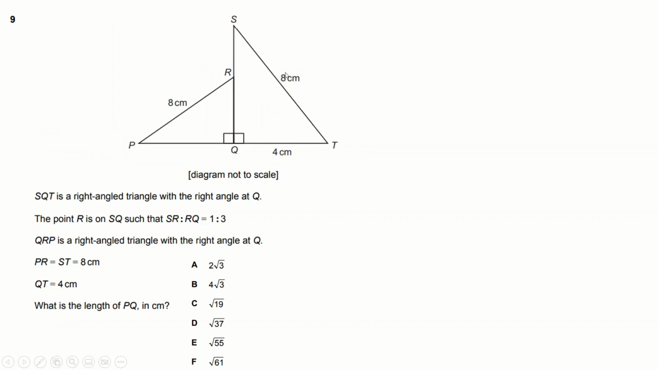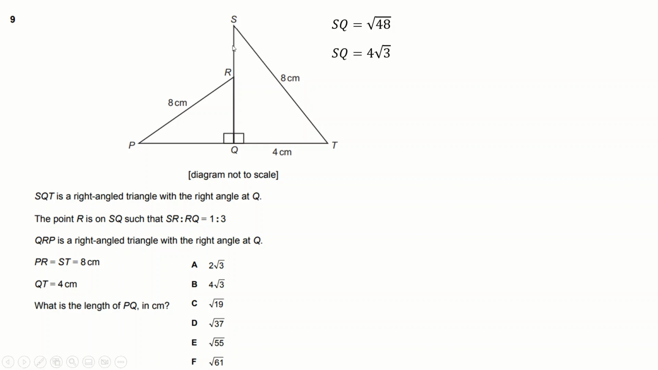Number 9, so 8 squared is 64, take away 4 squared is 16, gives you that this distance is root 48. Now this is in the ratio 1 to 3, so this is one part, this is 3 parts. Root 48, well 48 is 16 times 3, which is very convenient because it makes it 4 root 3.